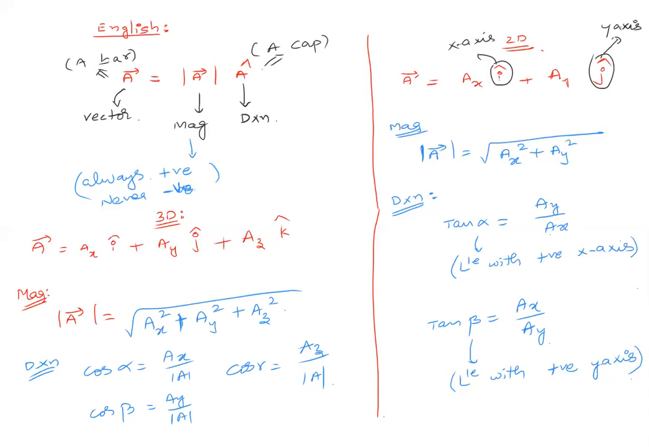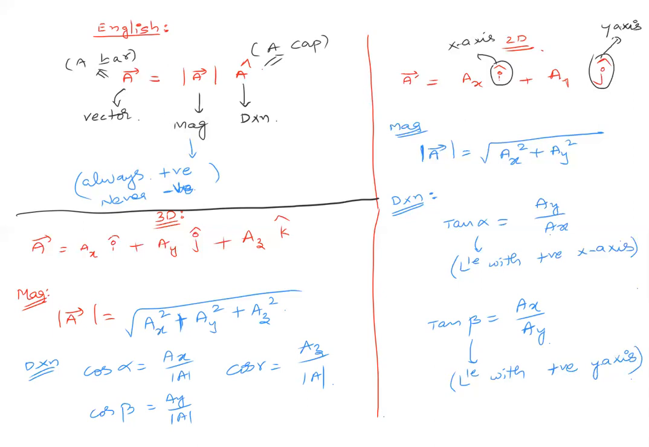So I'll put a box. For 3D, this is the case. For 2D, on the right side it is given. In English, this is how you represent it. I hope you have understood it. We'll continue further.